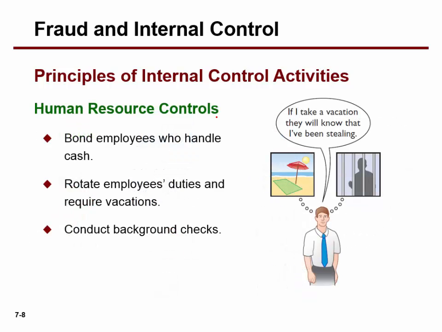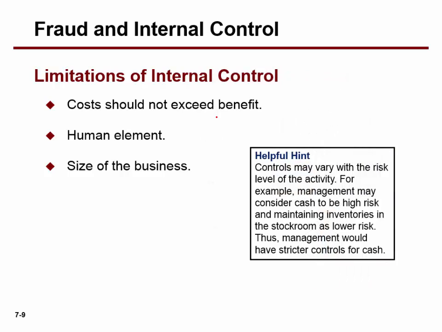So, okay, human resource controls, bonding somebody, right? Making sure that they have a background check, et cetera, when you bring them in. All of these are internal controls. Okay, limitations of internal control: human elements, cost should not exceed the benefit. So the size of the business, right? It's not a one size fits all. So you might actually combine some duties that you might separate in a larger company. But then you'd have to have some other checks and balances involved.